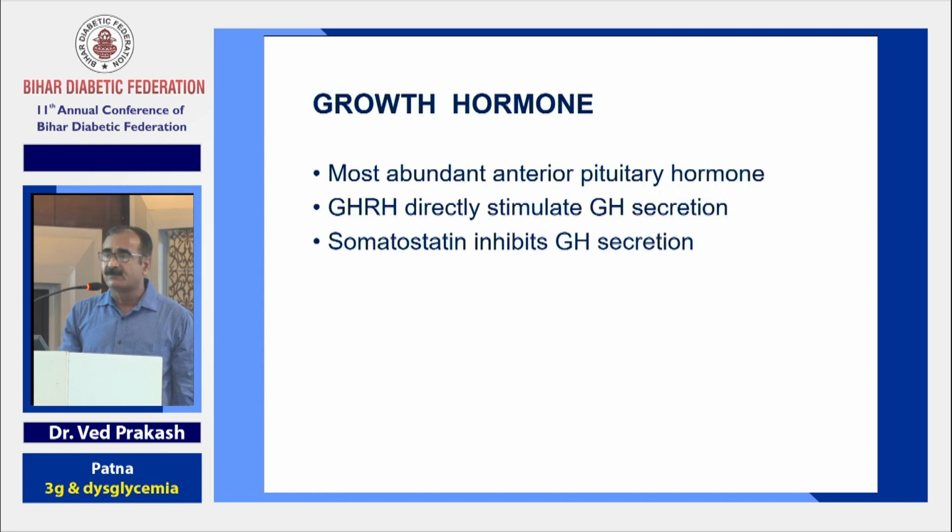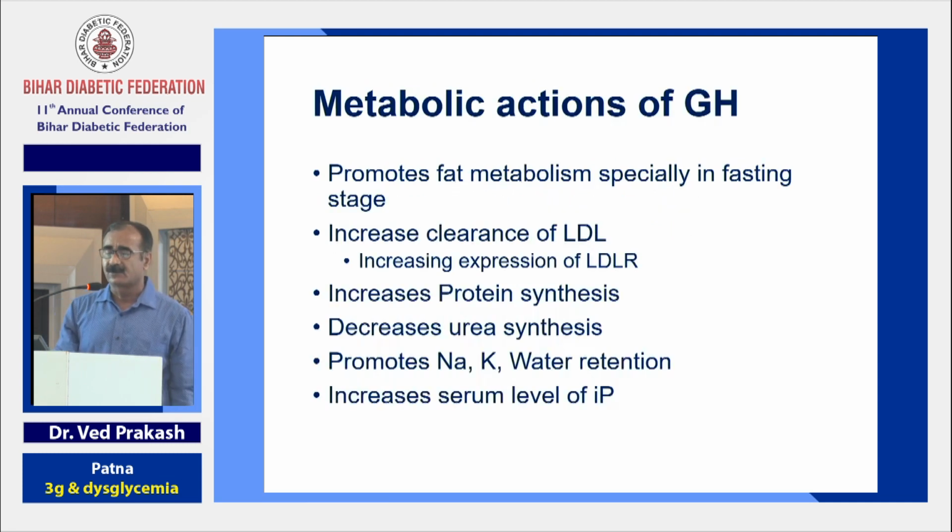Growth hormone is the most abundant anterior pituitary hormone. There are various stimulatory factors and inhibitory factors for the growth hormone secretion, but the most important are the growth hormone releasing hormone from the hypothalamus, which stimulates the GH secretion, and somatomedin, which inhibits the growth hormone secretion. There are various actions of growth hormone. The growth promoting action is actually mediated indirectly via the action of the IGF-1.